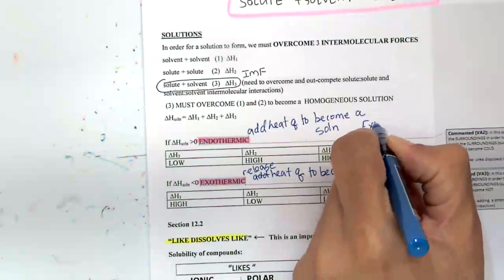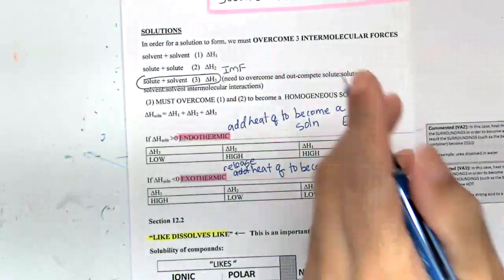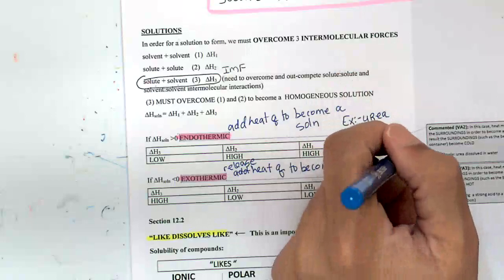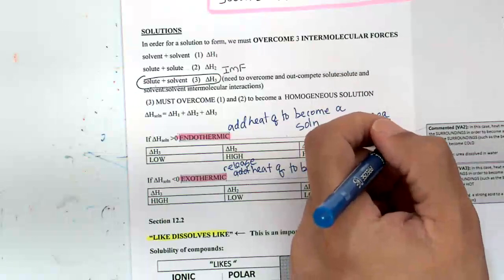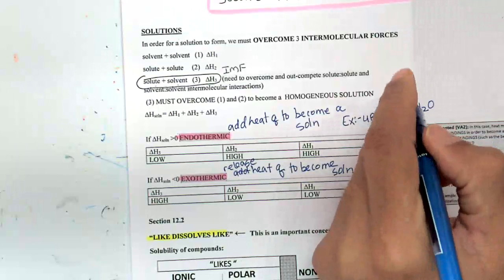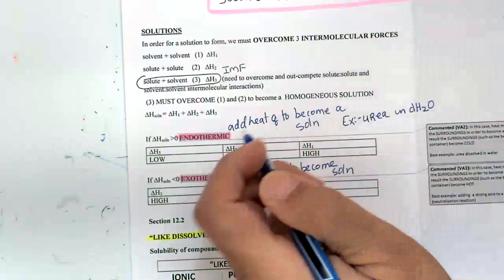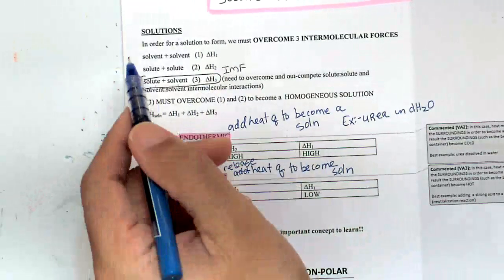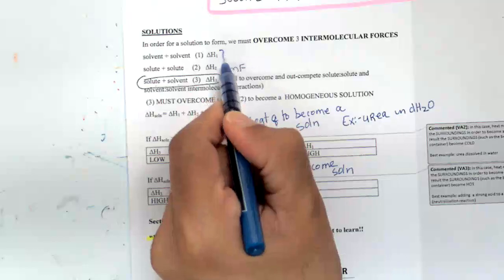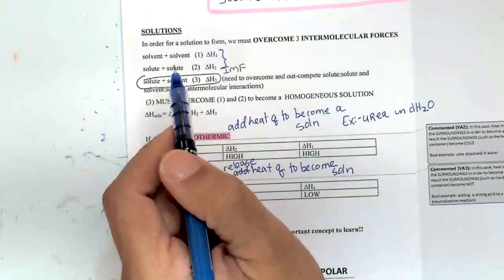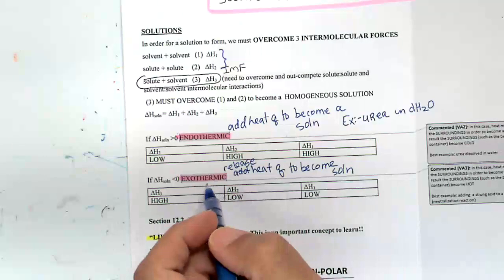So an example of something that's an endothermic solution, there's a substance called urea, which you may not know, but it's a white powder just like glucose and just like other solutes. But if you put it in distilled water, it won't dissolve unless you add heat. So that would be an endothermic solution. So the IMFs for solute and solvent need heat to overcome these two, solute-solute IMF and solvent-solvent IMF, intermolecular forces.